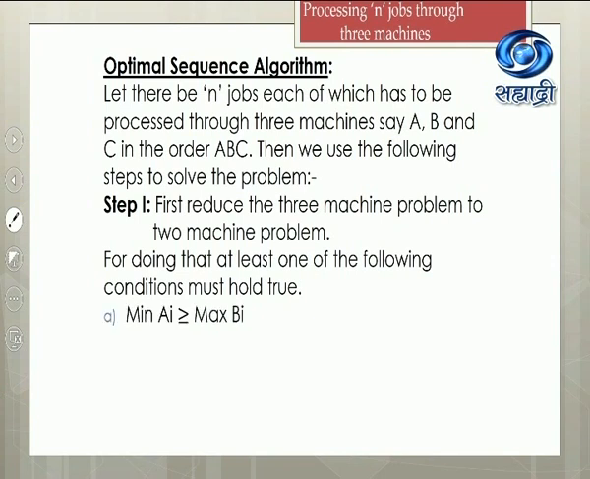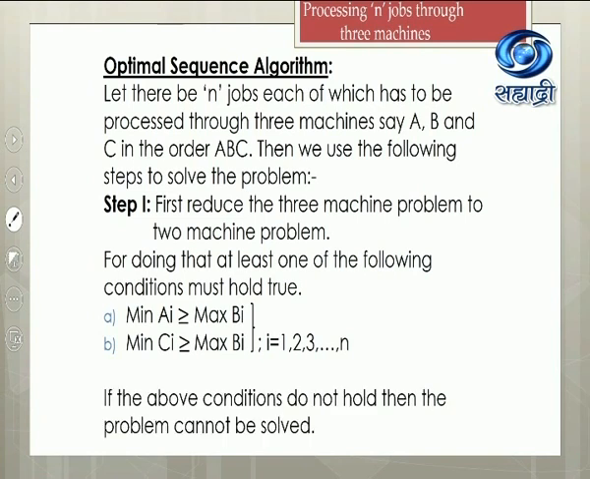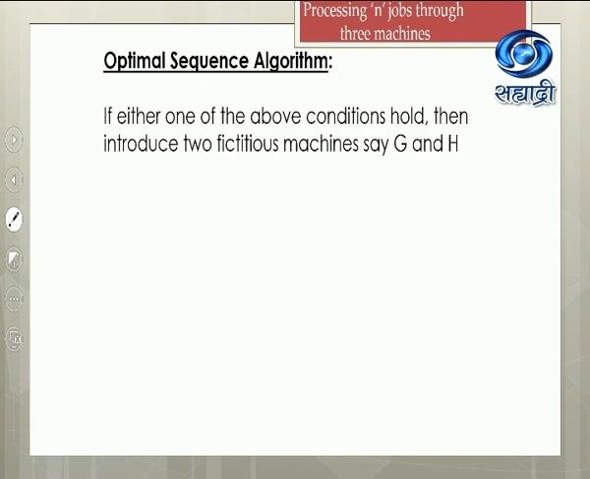So find the minimum of AI from machine A, find the maximum of BI from machine B. If minimum of AI is greater equal max of BI, and secondly, if minimum of CI is greater equal max of BI. If any one of these conditions satisfy, then we will go for the next step. If it doesn't satisfy, then the problem cannot be solved. So if any one of the conditions satisfies, then we introduce the 2 fictitious machines, that is G and H.